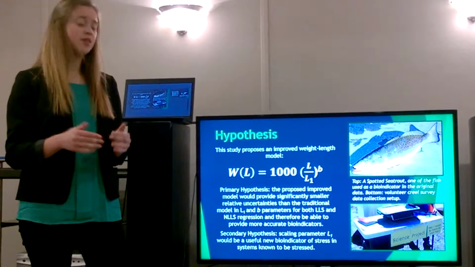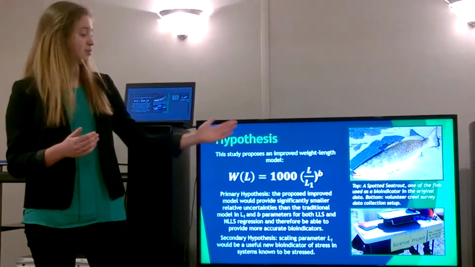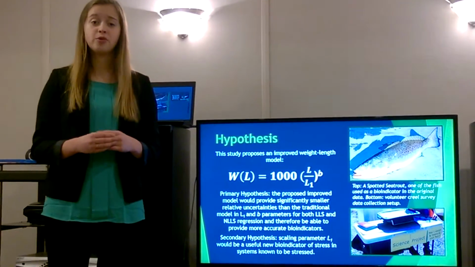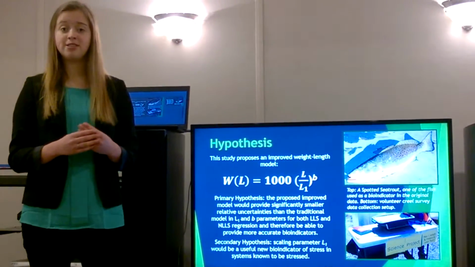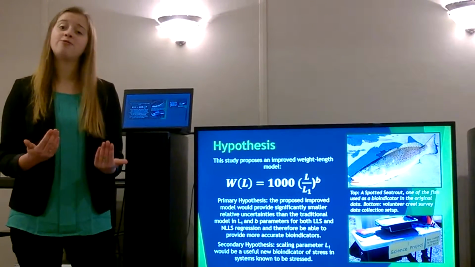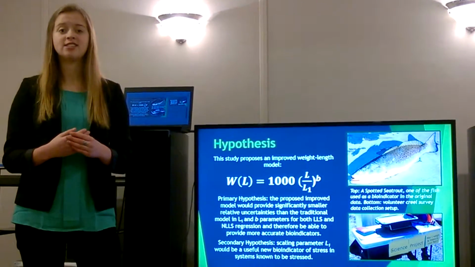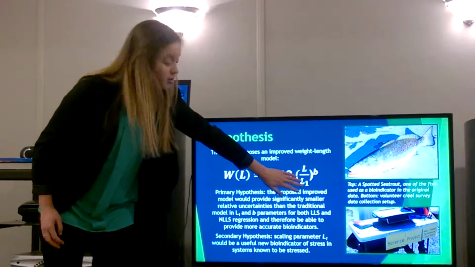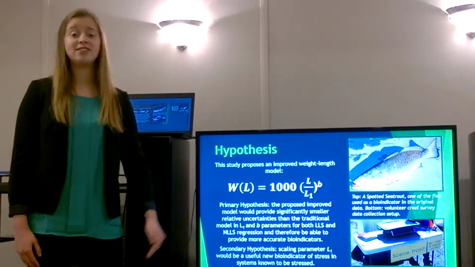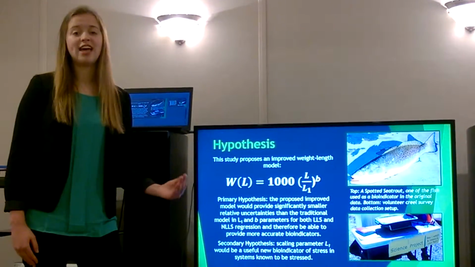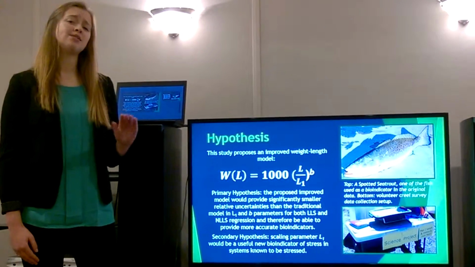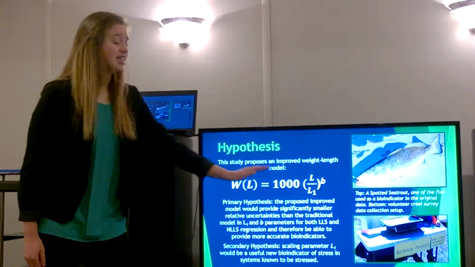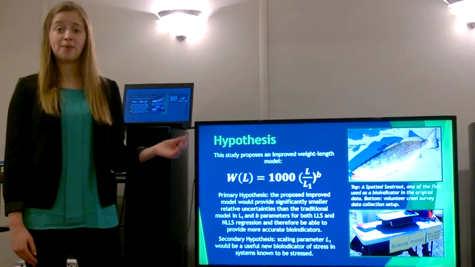The primary hypothesis here was that this proposed improved model would provide significantly smaller uncertainties for both parameters for 2 different types of fits to the traditional model, and therefore be able to provide more accurate bioindicators of ecosystem condition. I also had a secondary hypothesis that this new parameter I introduced, L1, since it has a physical meaning, would be able to accurately diagnose environmental issues in systems already known to be stressed, so we're just testing it. We're not trying to do original research. I'm testing whether L1 is an accurate and sensitive bioindicator.